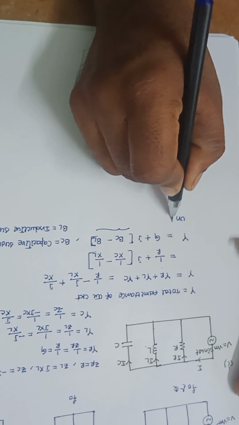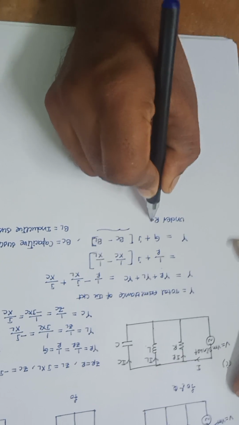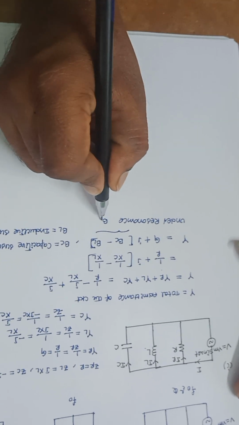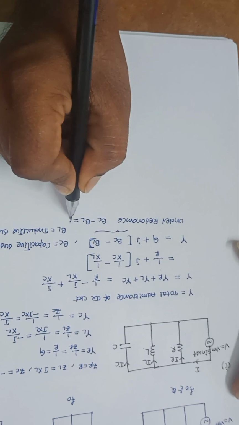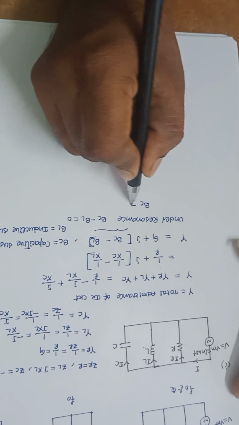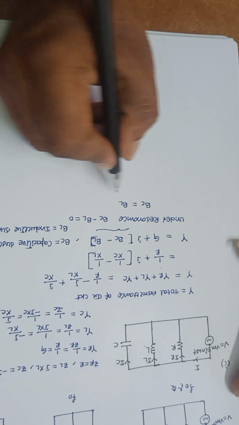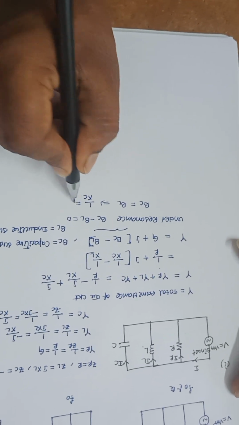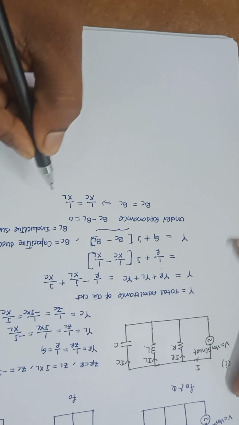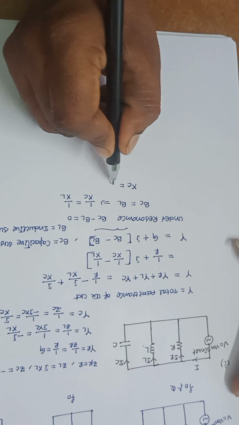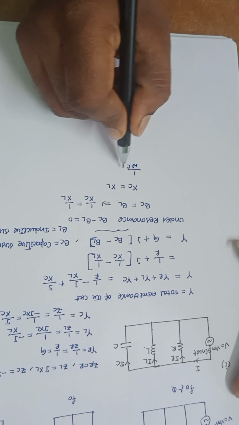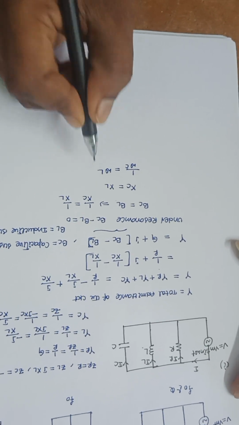So under resonance, BC minus BL should be equal to 0. So BC is equal to BL. We know that BC is nothing but 1 by XC, and BL is nothing but 1 by XL. That is, XC is equal to XL. What is this XC? 1 by omega C. What is this XL? Omega L.